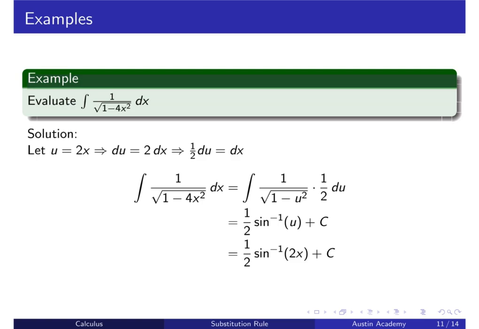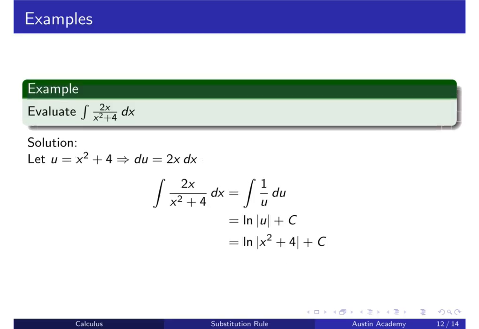Example 6. Evaluate the integral of 1 over the square root of 1 minus 4x squared dx. Let u equal 2x, so du equals 2 dx, or 1/2 du equals dx. Now the integral becomes 1/2 times the integral of 1 over square root of 1 minus u squared du, which is 1/2 inverse sine of u plus c, or 1/2 inverse sine of 2x plus c.